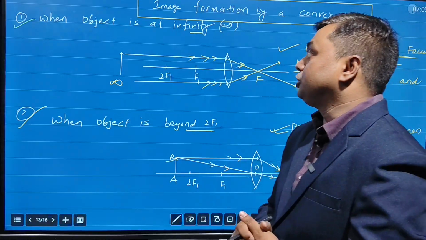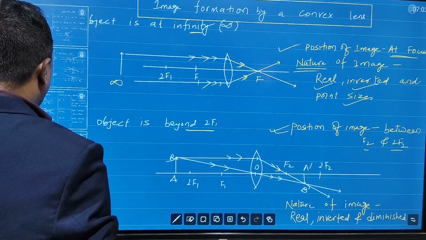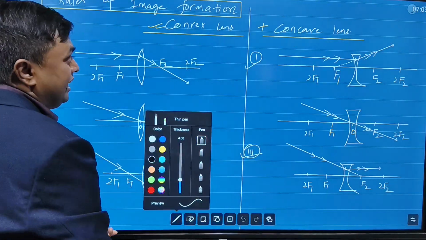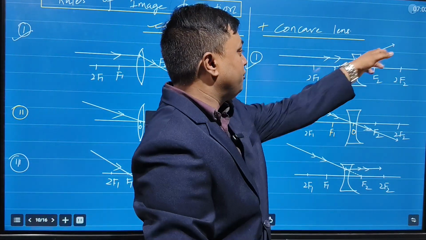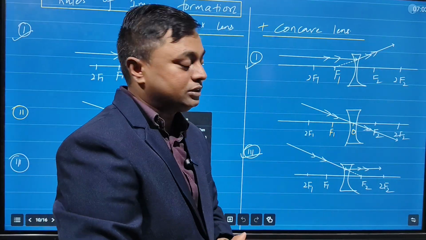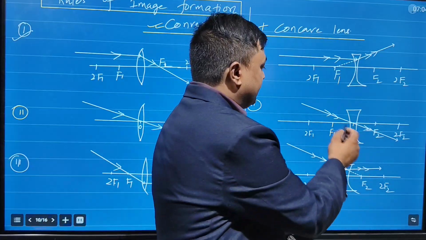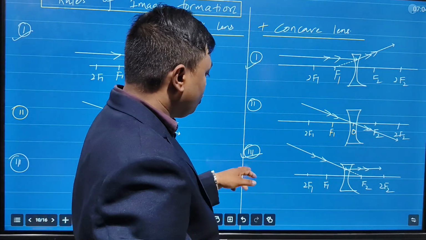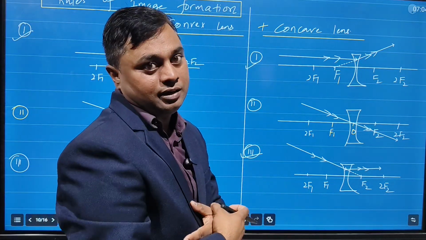Similarly, image formation by a concave lens. We will see the rules first. As already discussed, for the concave lens, if a ray of light is parallel to the principal axis, after refraction it will appear to pass through the focus. Rule number 2: if a ray of light is passing through the optical center, it will go undeviated. And the third rule: if a ray of light is directed towards the focus, after refraction it becomes parallel.